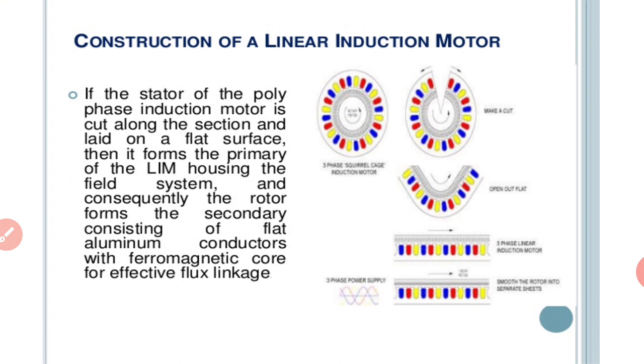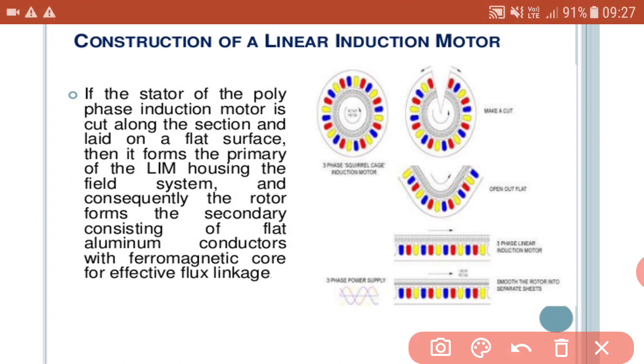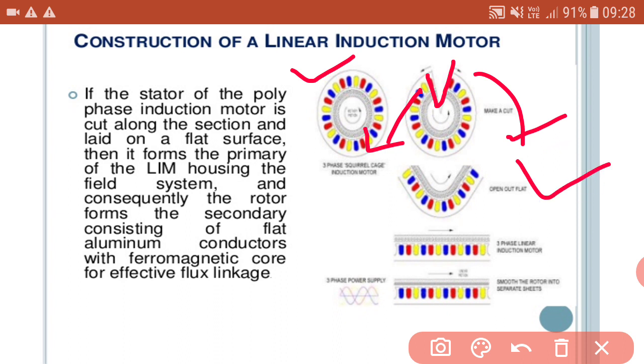Here we will discuss the construction of a linear induction motor. Here we can see this is the stator. This is a three-phase squirrel cage induction motor. If we cut from here and lay it out like this, it becomes an open cut. And if we make this straight, then it becomes a three-phase linear induction motor.